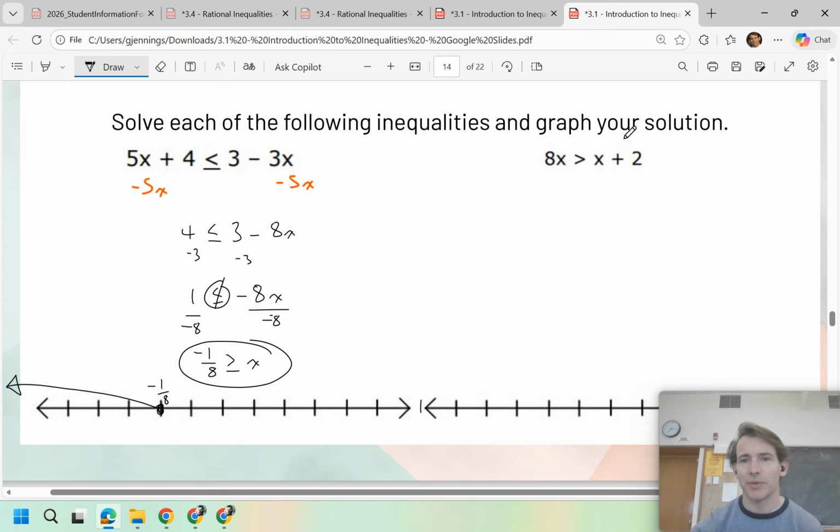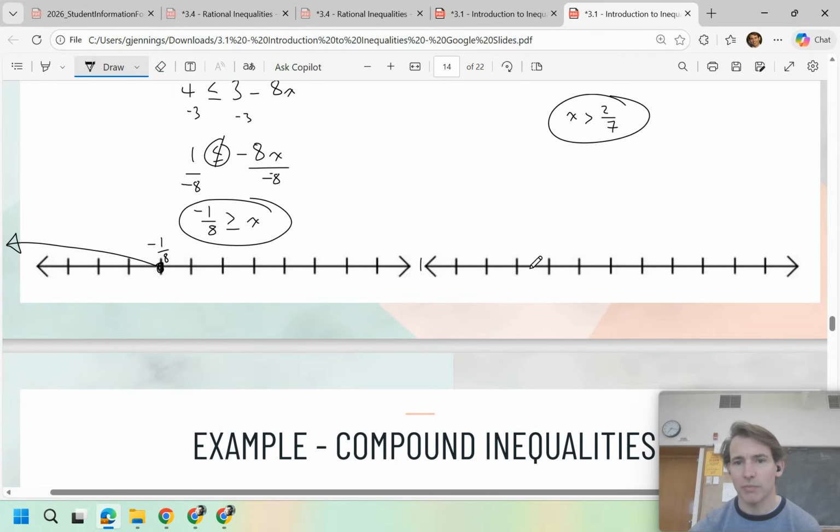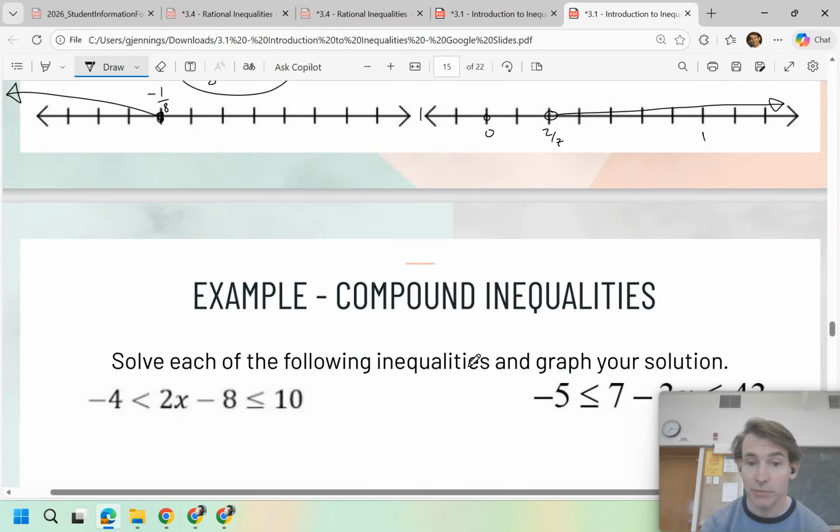This one over here, suppose I take away x from both sides. 7x is greater than 2, and x is greater than 2/7. At no point do I need to change the direction. So I might say this is here 2/7. Here's 0. And then here's 3, 4, 5, 6, 7, that's 1. And x is all of the values that are greater, but not including 2/7.